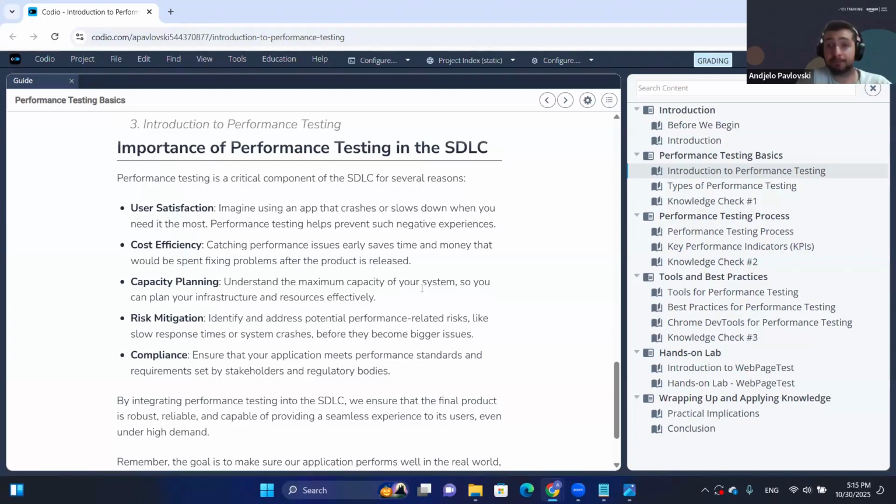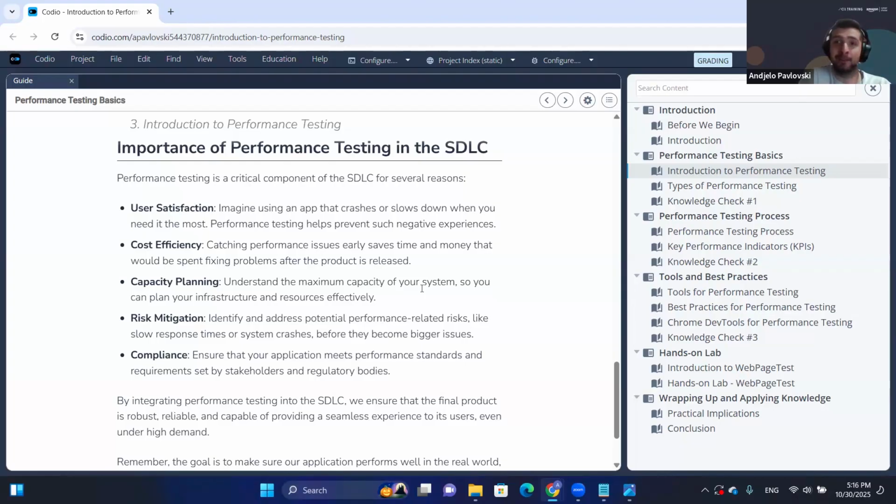Cost efficiency. So if you can perform performance testing as early as possible, you save on cost because these issues are obviously resolved in an earlier stage of the development lifecycle. Then you have capacity planning. So once you have an idea of what the requirements are for the system to handle, you will obviously get input from the performance testing analysis into the capacity planning, so you will know what you should be working with.